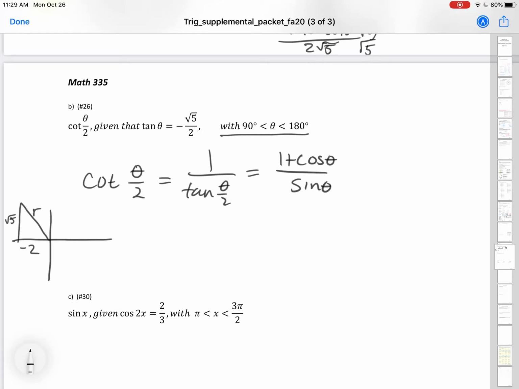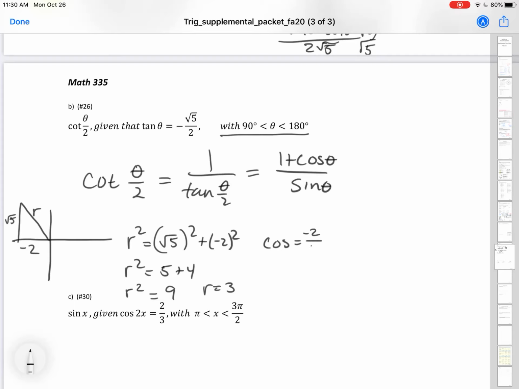And so we need to know what this r is for both cosine and sine. So r squared is equal to root 5 squared plus negative 2 squared. Or r squared is equal to 5 plus 4. Or r squared is equal to 9. So r is equal to 3. And so what do we have? We have that the cosine is adjacent over hypotenuse, cosine of theta.